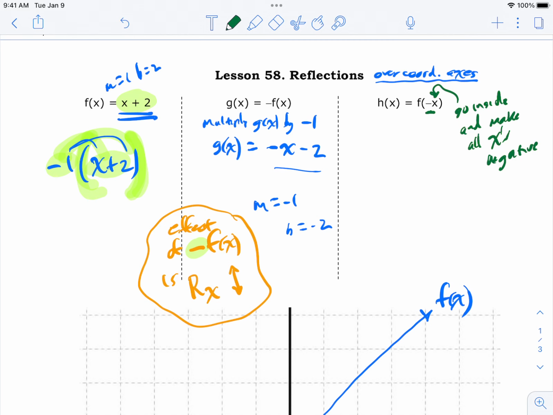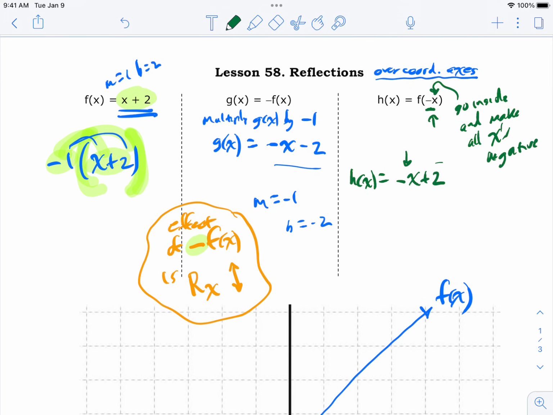Okay, what does that mean here? Well, the function is just x plus 2. So go inside the x plus 2 and make the x negative. It looks like this. So h of x is going to become, okay, now f of x is this, but we're replacing x by -x. And so h of x ends up looking like that. It's -x plus 2.